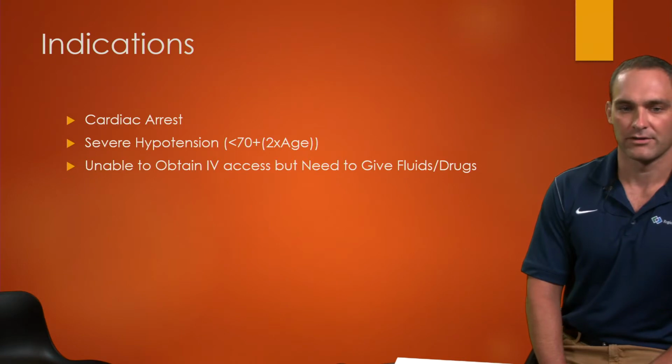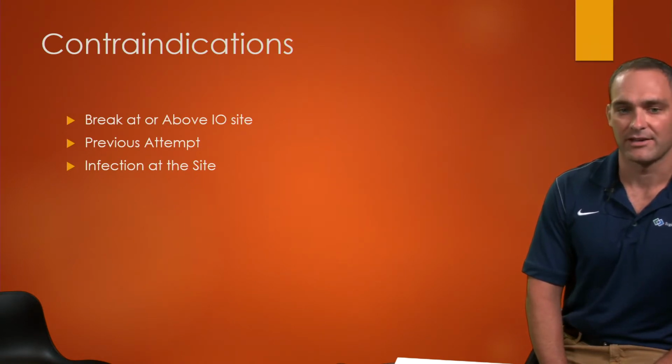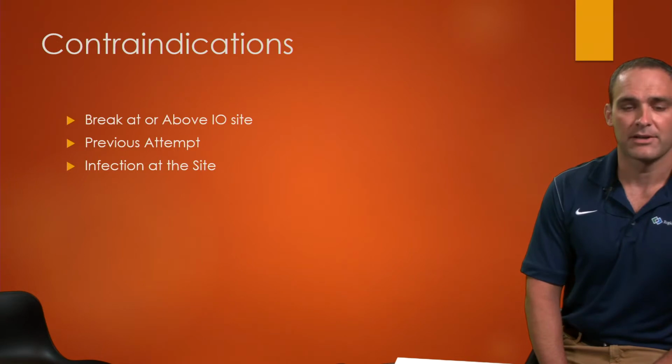Now let's talk about contraindications. Anytime there's a break at or above the IO site, you can't start an IO there because the fluid would just leak out the break in the bone. Another contraindication is a previous attempt in that same site, for the same reason as a break, because the fluid would just leak out that previous attempt.